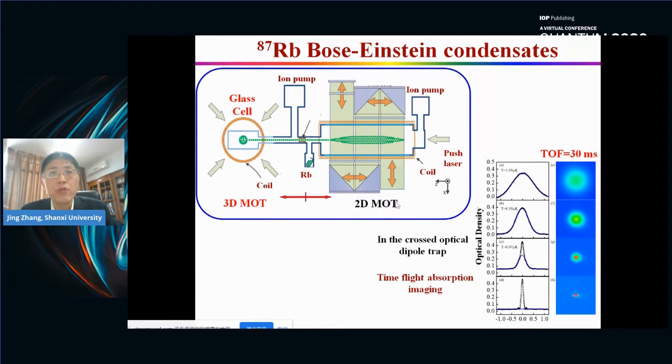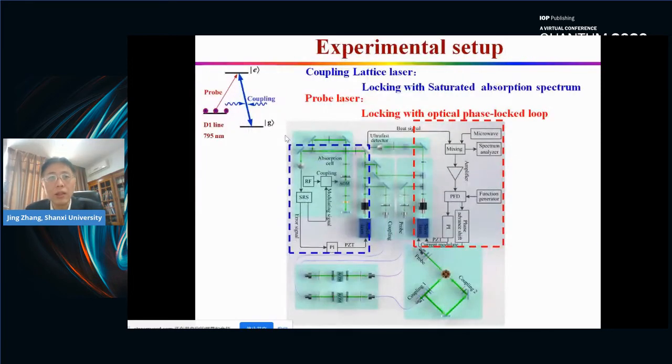Now, I briefly show our experimental setup of the rubidium BEC. We employ the double mode structure, and the cold atoms are pushed from mode 1 into a second high vacuum glass cell and recaptured in mode 2. Then cold atoms are loaded into an optical plugged magnetic trap and undergo RF evaporation cooling. At last, the atoms are transferred into the crossed optical dipole trap and further evaporatively cooled to obtain the BEC.